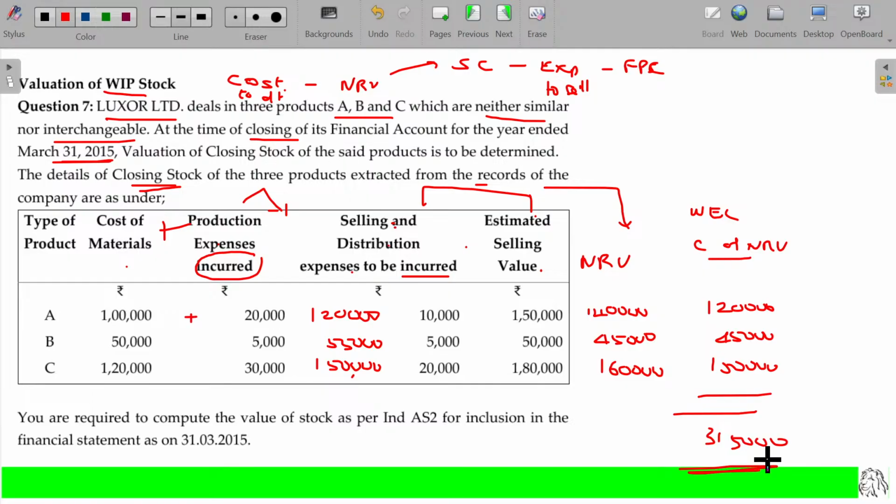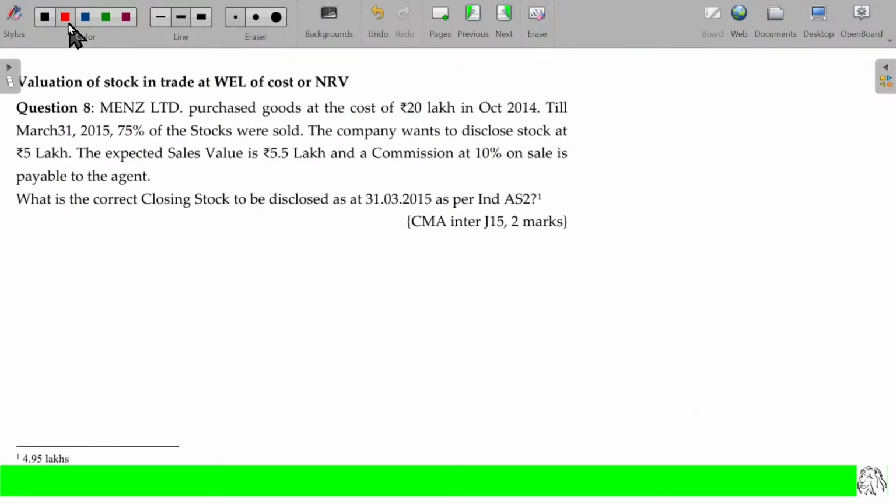Now, we'll move on to the next one. Valuation of stock in trade, whichever is lower of cost and NRV, the same sum. Men's Limited purchased goods at a cost of rupees 20 lakhs in October 2014. Till March 31st, 2015, 75% of the stocks were sold. Then, cost of stock: 75% sold, then we may have only 25% goods in our hand. Then the cost being 5 lakhs.